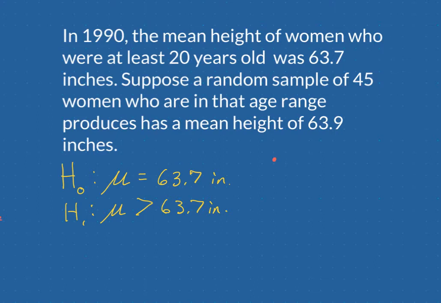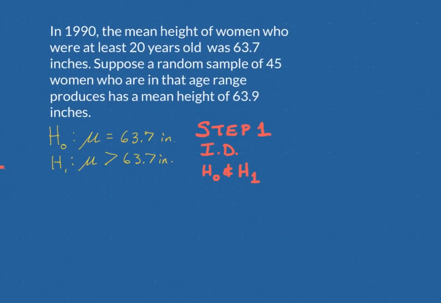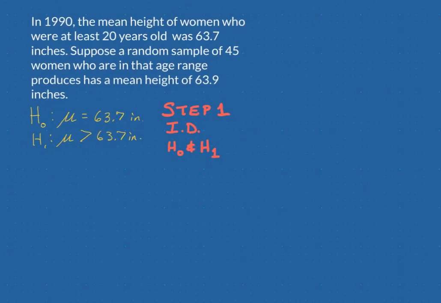And by the way, we just performed step 1, and that is to identify the null and alternative hypothesis. Let's make all this a little bit smaller so we have some room, because we need to perform step 2.